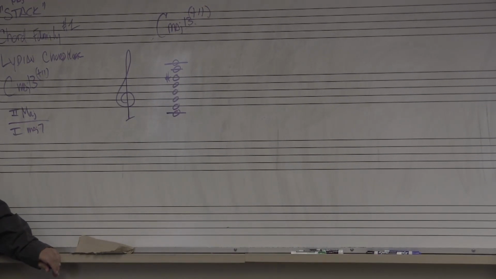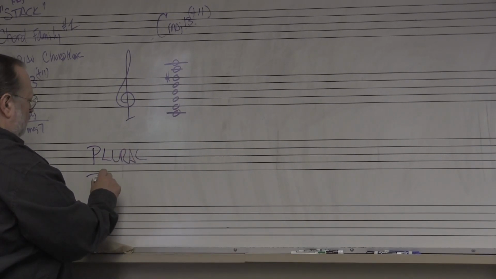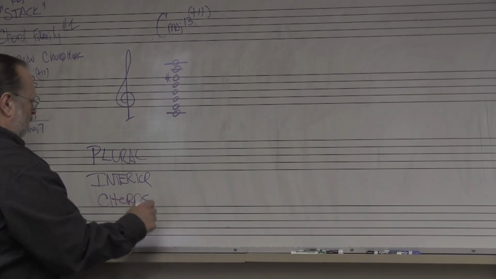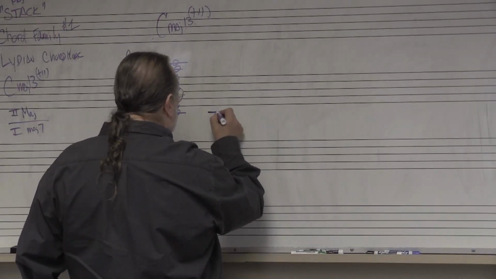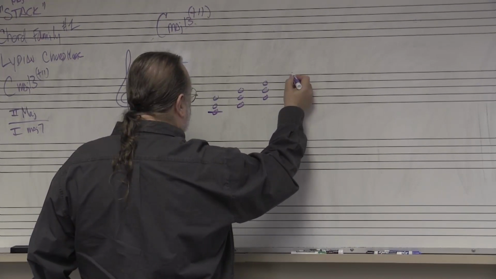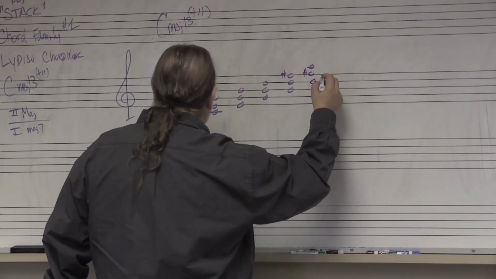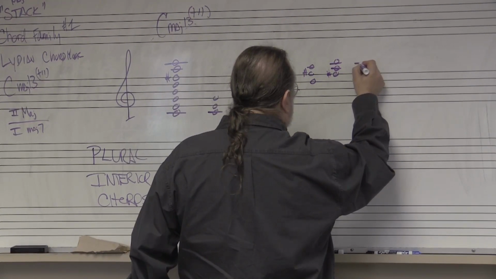So now here's what we do with it. We break it up into subsets, and this is the big concept: plural interior chords. Let's do triads first. We've got C, E, G; E, G, B; G, B, D; B, D, F sharp; D, F sharp, A; F sharp, A, C; and then A, C, E.